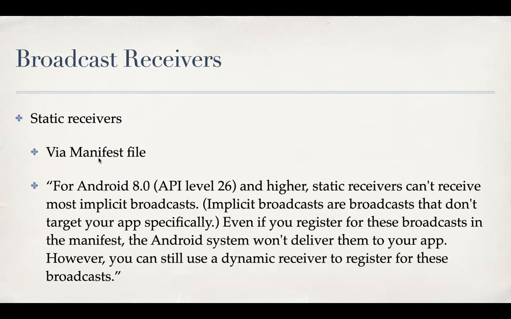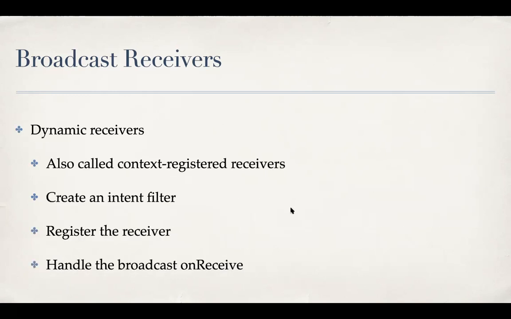Okay, static receivers, as I said, can be done via manifest files. Again, that's an old thing now. Oreo, that is API 26 onwards, this is a quote from the Developer's Guide: static receivers can't receive most implicit broadcasts. Implicit ones are the ones that don't target your app specifically. Even if you register for these broadcasts in the manifest, the Android system won't deliver them to your app. So you should use dynamic receivers for these. Yeah, so a lot of changes that are not exactly backward compatible. So be careful with the changes.